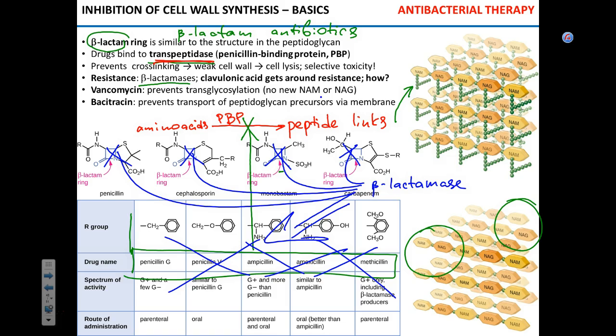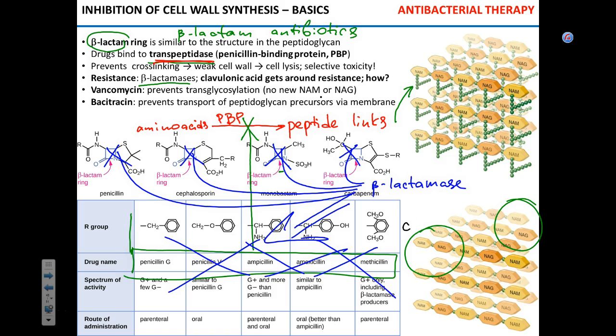What do you think it does? I'm going to give you a hint. Think about enzyme inhibition. Clavulanic acid inhibits something. The answer to that something is right there. Clavulanic acid inhibits something, allowing us to use beta-lactams again. Exactly. Clavulanic acid is the beta-lactamase inhibitor.